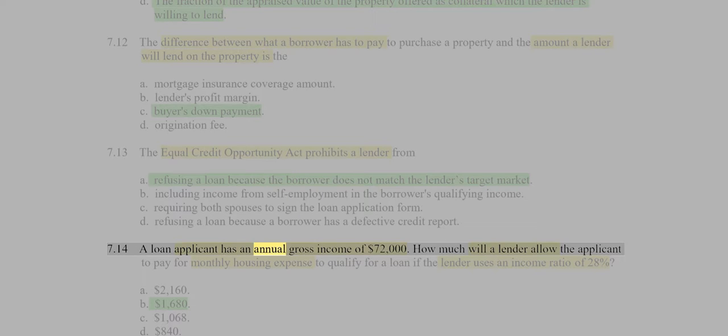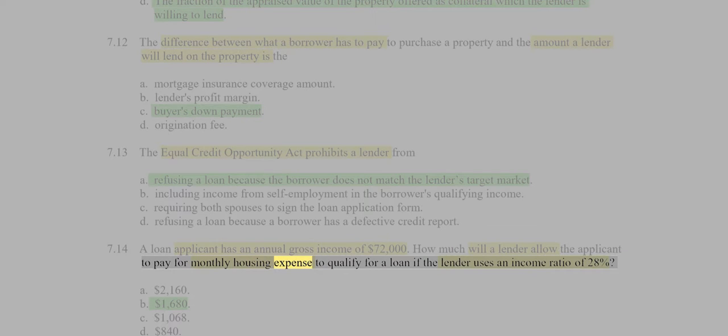7.14. A loan applicant has an annual gross income of $72,000. How much will a lender allow the applicant to pay for monthly housing expense to qualify for a loan if the lender uses an income ratio of 28%? A. $2,160. B. $1,680. C. $1,068. D. $840.